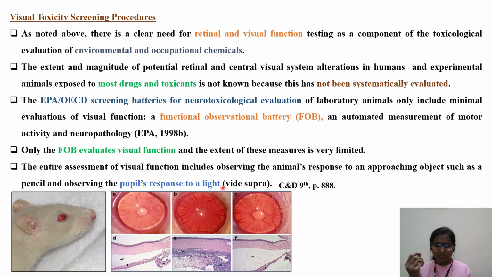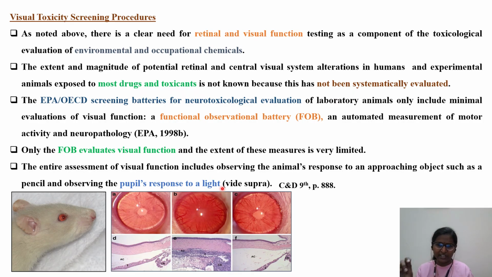Generally, the veterinarian or the study directors, whenever they're performing this functional observation battery test, which is a part of either the 90-day test or sometimes the 28-day repeat dose toxicology study, try to bring a pen near the eye of the animal and see the response of the animal. So they are observing the animal's response to an approaching object such as a pencil, and observing the pupil's response to light.